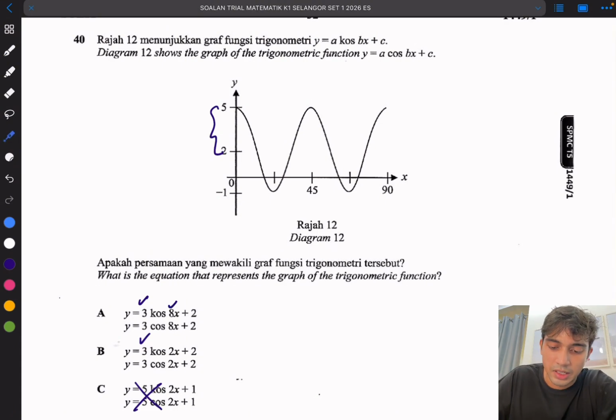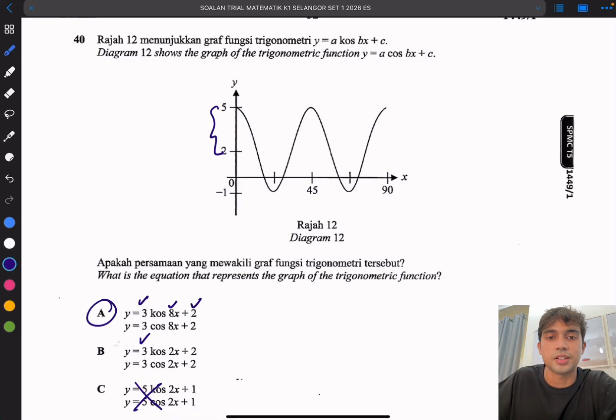And then you can see the graph has clearly moved up by 2 units because the origin is now at 2. So plus 2. Answer A. So that's it from this paper.